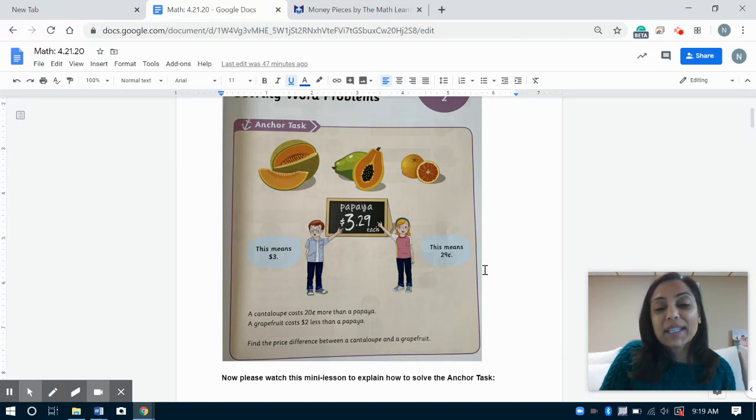Okay, hopefully you had some time to calculate the anchor task. Let's go ahead and figure out how we will find the price difference between the cantaloupe and the grapefruit. Okay, so let's take a look. I'm going to use my dry erase board here.